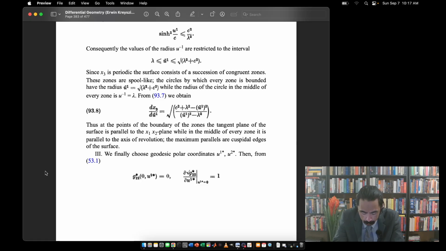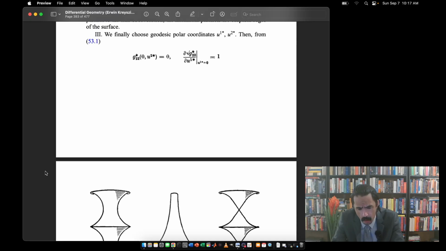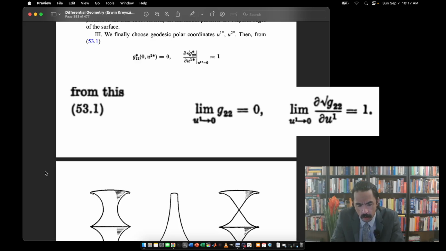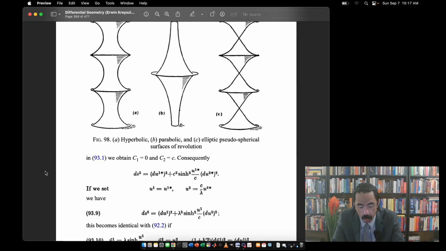And now we are at part 3 of this section. We finally choose geodesic polar coordinates u1 star and u2 star. Then from g sub 2 star, where u1 star is equal to 0 and we leave u2 star free, being equal then to 0, and also having the partial of the square root of g sub 2 star with respect to u1 star, evaluated at u1 star equal to 0, being equal to 1 in our governing relation for the square root of g sub 2 that we've been dealing with in this section, we obtain that capital C sub 1 is equal to 0 and capital C sub 2 is equal to lowercase c.